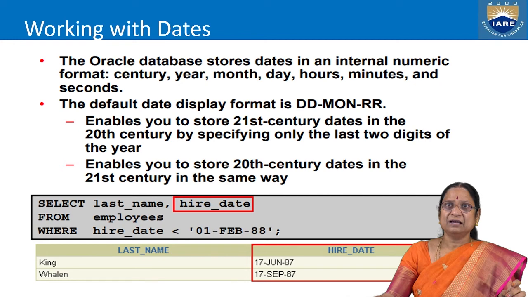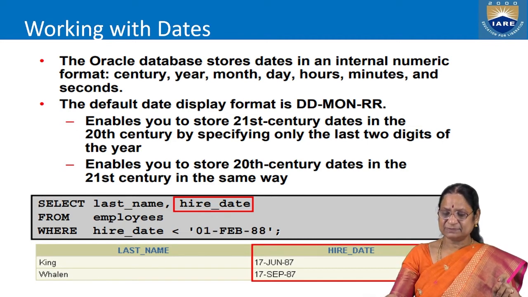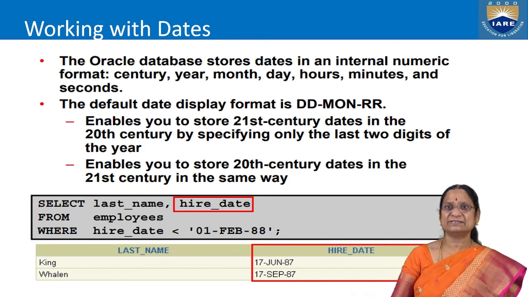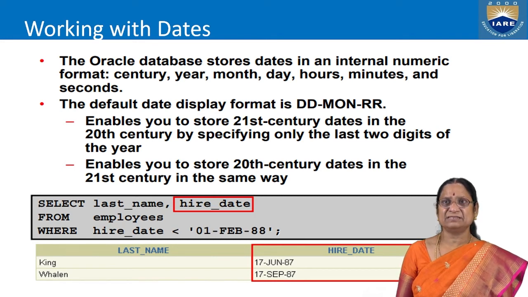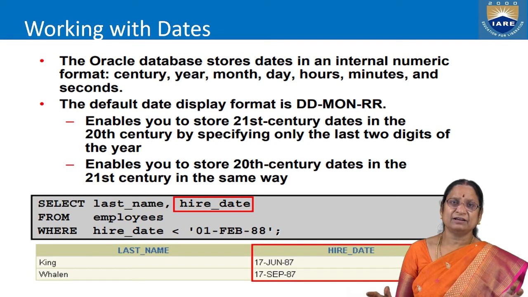Similarly, date functions. Oracle database stores date in an internal numeric format, that is century, year, month, day, hours, minutes and seconds, including time also. The default display format, as we discussed when covering the data types in SQL, is DD-MON-RR. That means 2 digits for DD, first 3 characters of the month and last 2 digits of the year. So, for example, if today's date is 19th August 2021, we'll get 19-AUG-21.